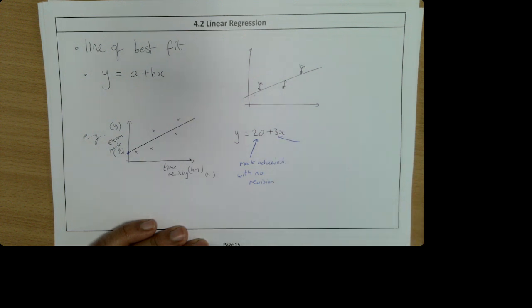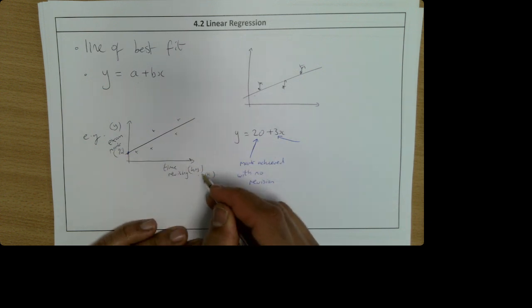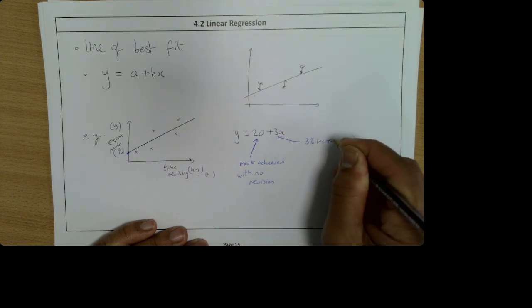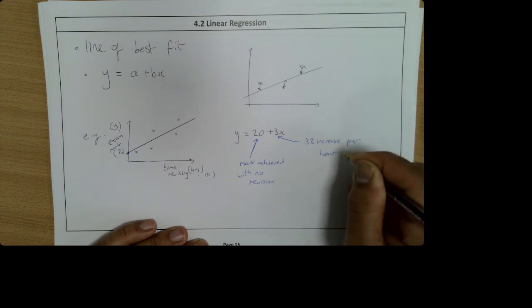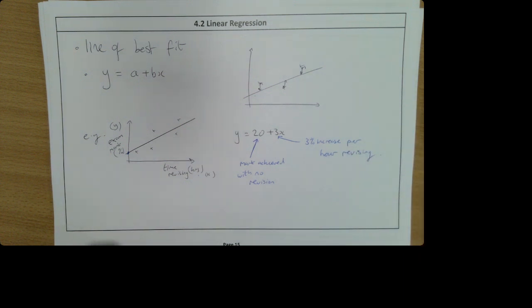This 3 is the gradient. So what that would mean is that we generally predict, now this is where you've got to pay attention to the units, that we predict a 3% increase per hour revising. It gives you a rate, essentially, okay? That's what you need to know.